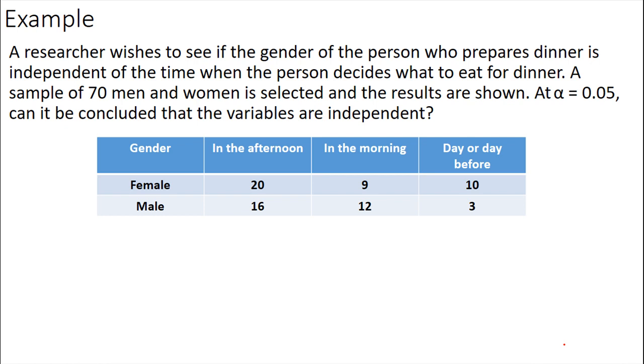Okay, so for the first step you have to state the null hypothesis and also the alternative hypothesis. So the null hypothesis, the variables are independent, and for H1 the variables are dependent.